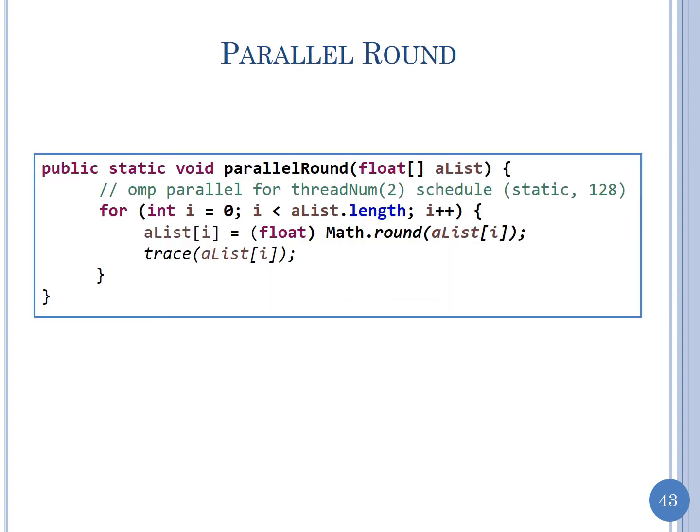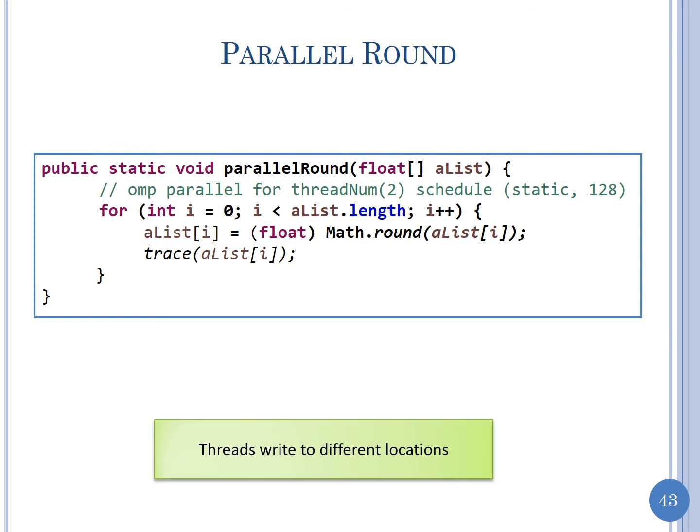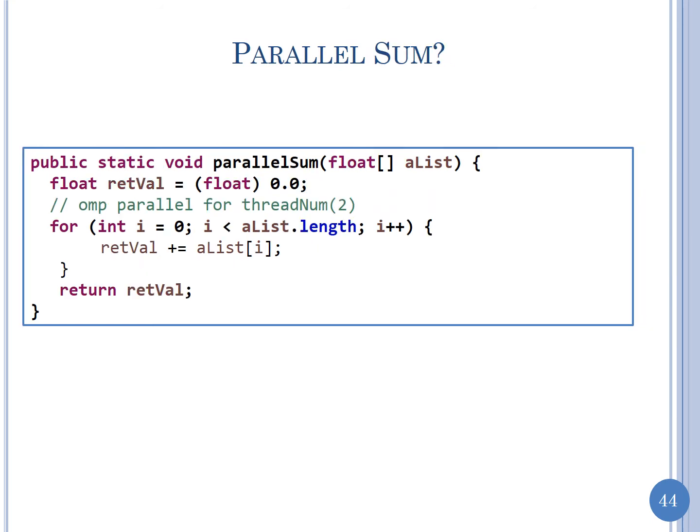We took a relatively easy problem where each iteration was independent. We were just rounding up each element of the array independently. There was no synchronization cost in the loop, and we could really use the guided and dynamic policies and so forth. Threads write to different locations.